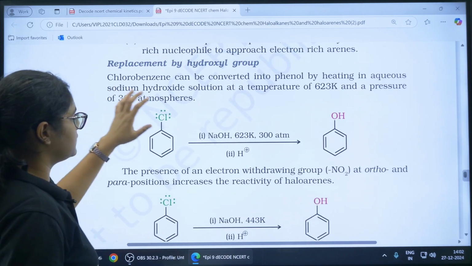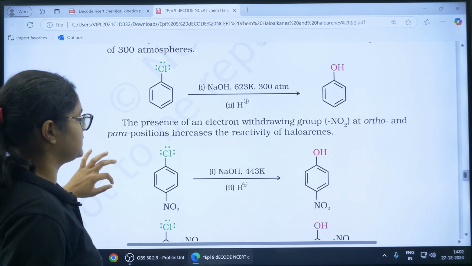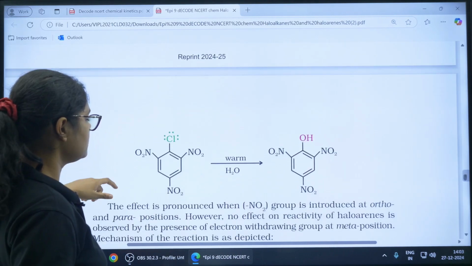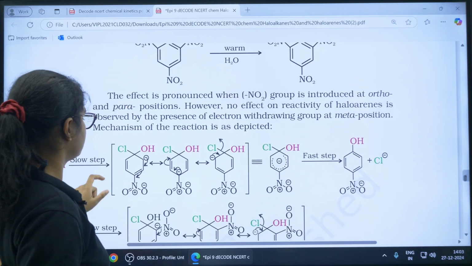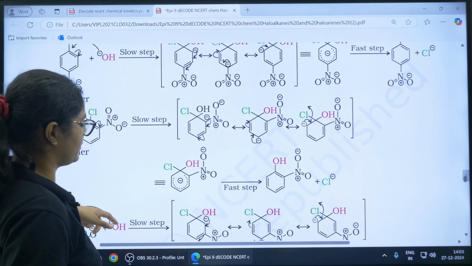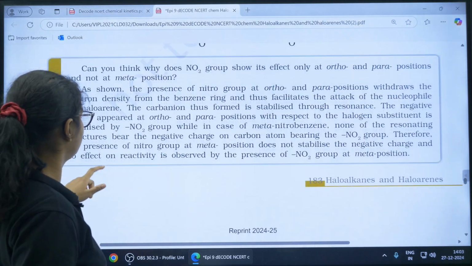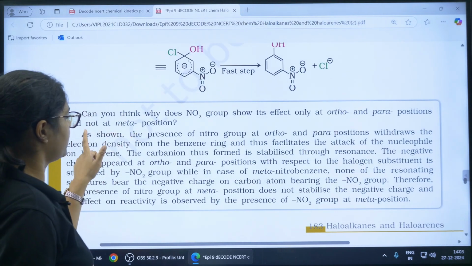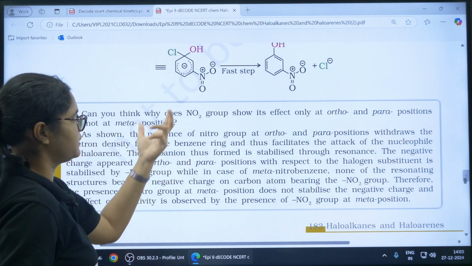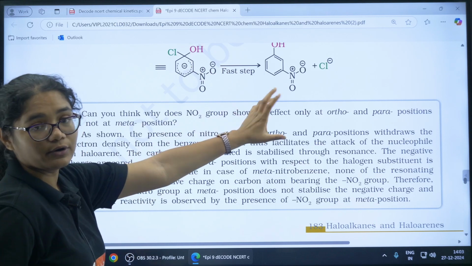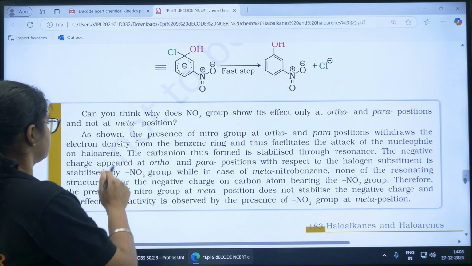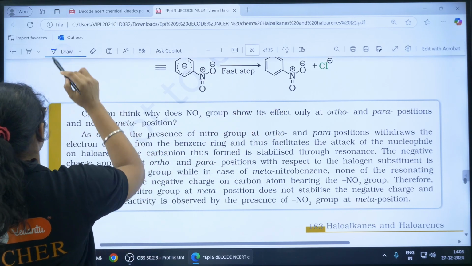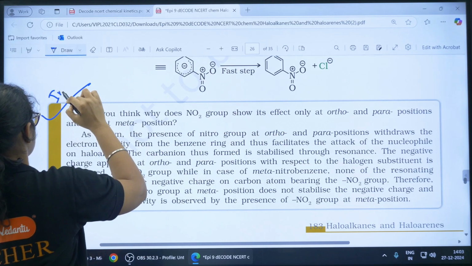Next we have your Dow's process, the reaction is there. Okay. So that is given. Next we have, this is not required, we can just move forward. Yeah, this question is also important. Okay, why at the meta position there is no substituent, because there is no electron density at the meta position. Okay, so just this question, please do not skip it, this is important.